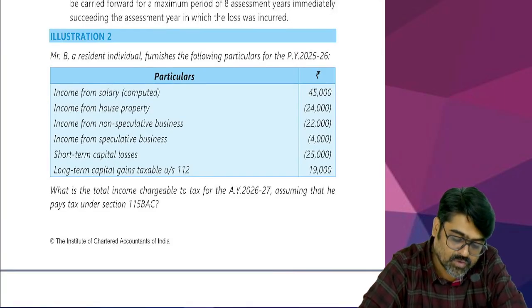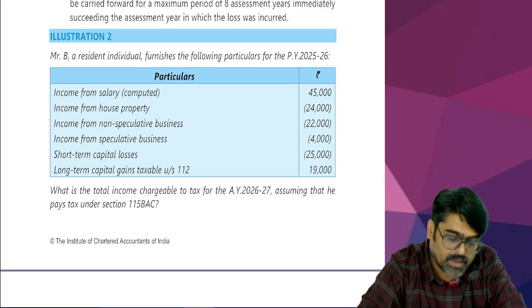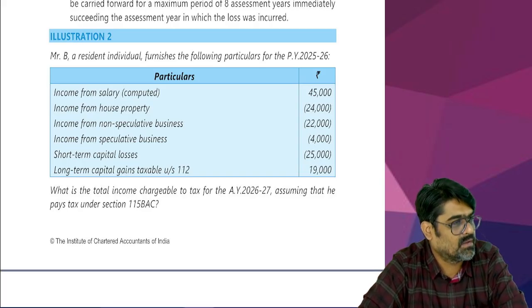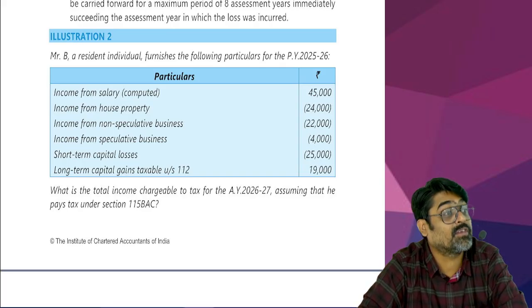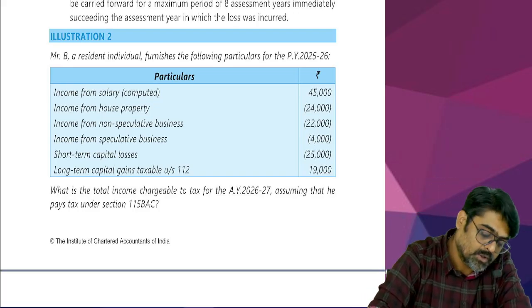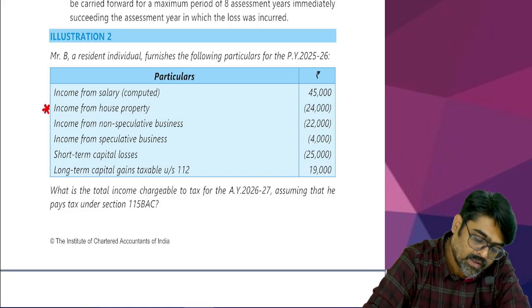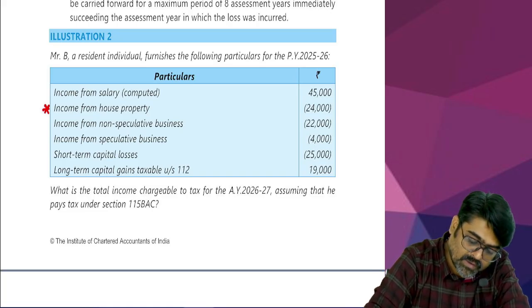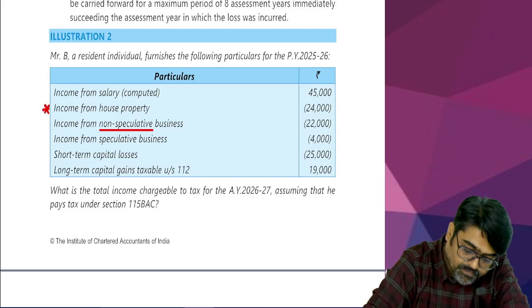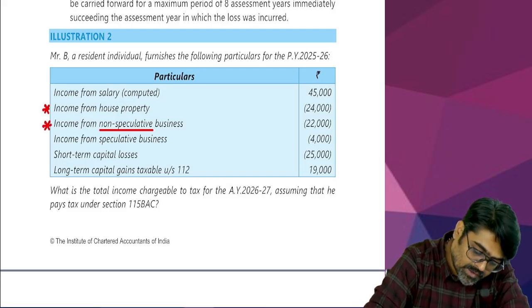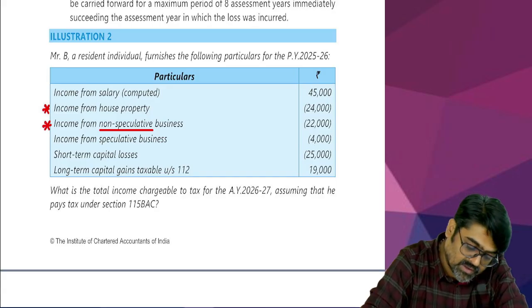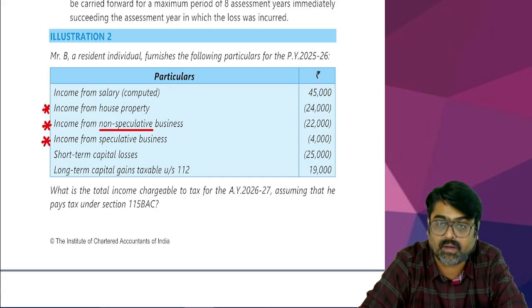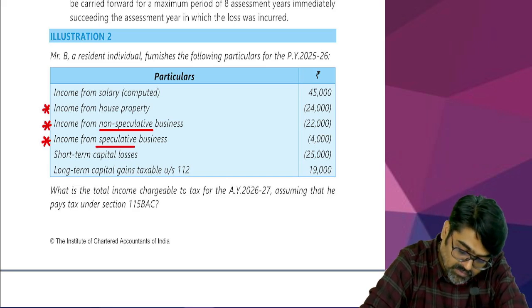Mr. B, a resident individual, furnishes the following particulars for the previous year 25-26. Income from salary computed. Income from house property, in the bracket they have written, sir. So this is not a positive income, this is a negative income, meaning it is a loss. So first loss, house property loss. Then income from non-speculative. Sir, non-speculative means normal business. Yes or no? So loss of normal business is also given. And income of speculative business, sir. Speculative business is also having a negative income, meaning loss. 3 losses you have already identified. Okay. This is a speculative business loss.